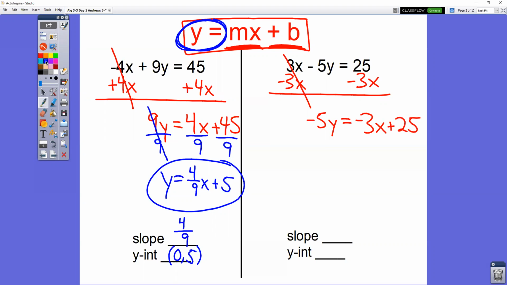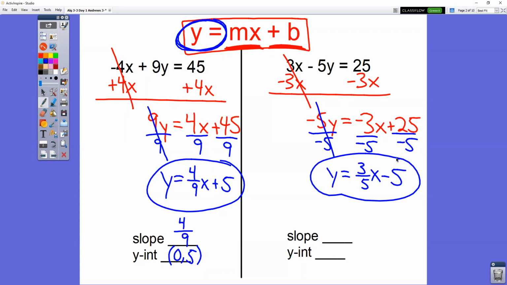Now I want to get that y all by itself. This says -5 times y. So I want to divide by -5, divide by -5, divide by -5. Bring down your y equals. Here's where you need to be careful. Remember that a negative divided by a negative is a positive. So I'm not going to write -3 over -5. A negative divided by a negative is a positive, so I'm going to write positive 3/5 x. Here you need to be careful as well. 25 divided by -5 is -5. So I'm going to write minus 5.